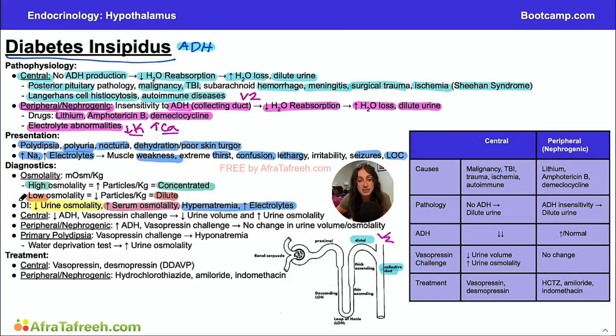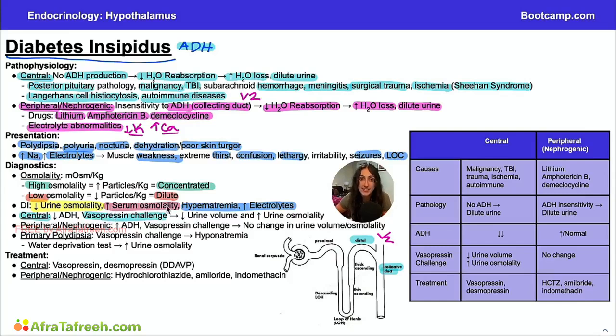But how are we going to distinguish between central and peripheral or nephrogenic? Well, we're going to do this through something called the vasopressin challenge. And the vasopressin challenge is basically you give a patient that you have suspected diabetes insipidus vasopressin and you see what happens. If our patient has central diabetes insipidus, remember we don't have any antidiuretic hormone in circulation, and then we give them vasopressin, what do you think is going to happen?